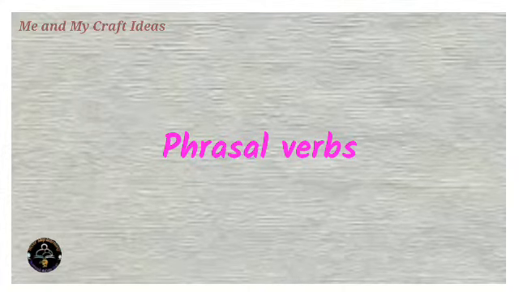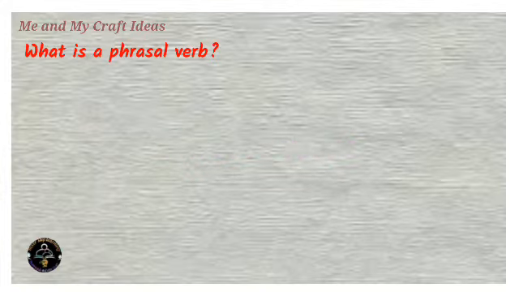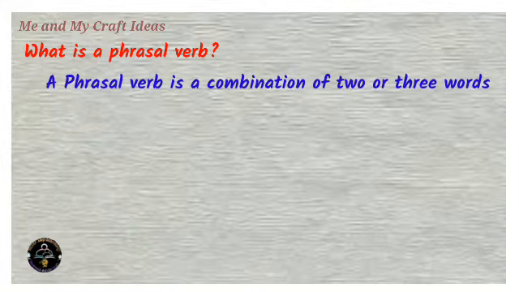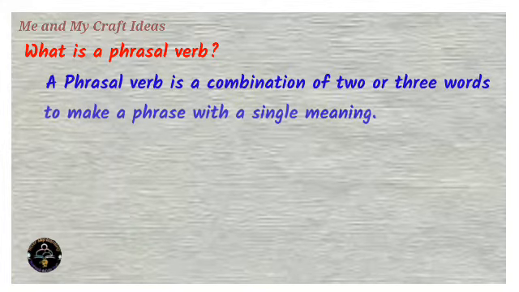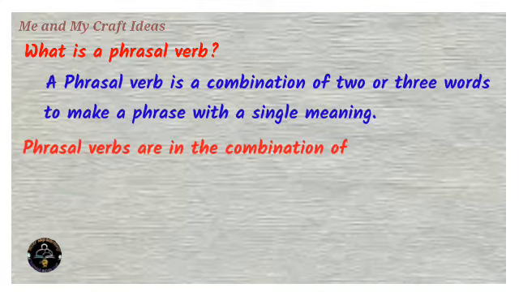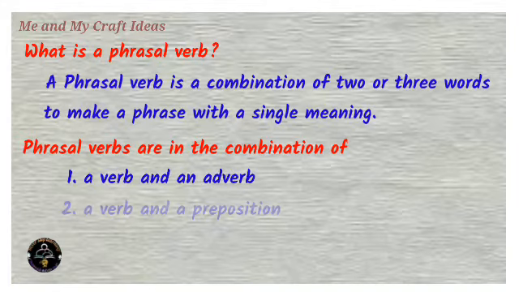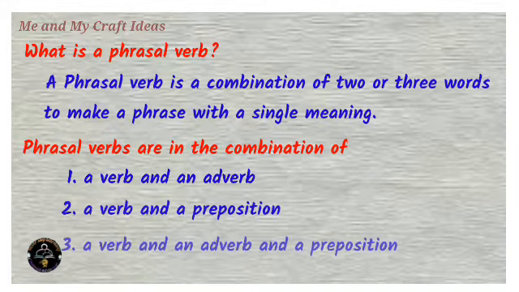Today we are going to see about phrasal verbs. What is a phrasal verb? A phrasal verb is a combination of 2 or 3 words to make a phrase with a single meaning. These phrasal verbs are in the combination of a verb and an adverb, or a verb and a preposition, or a verb and an adverb and preposition.